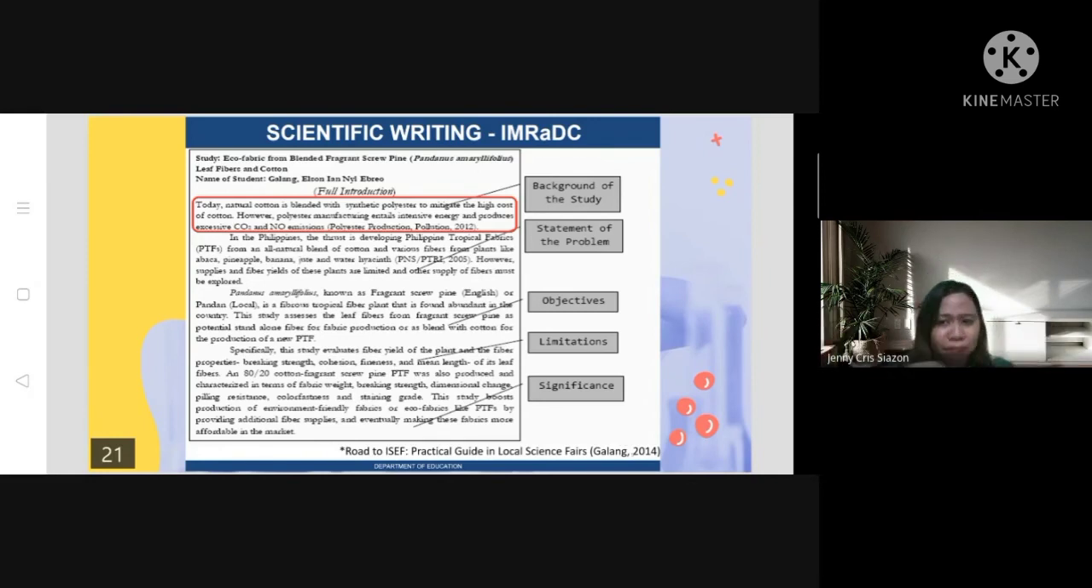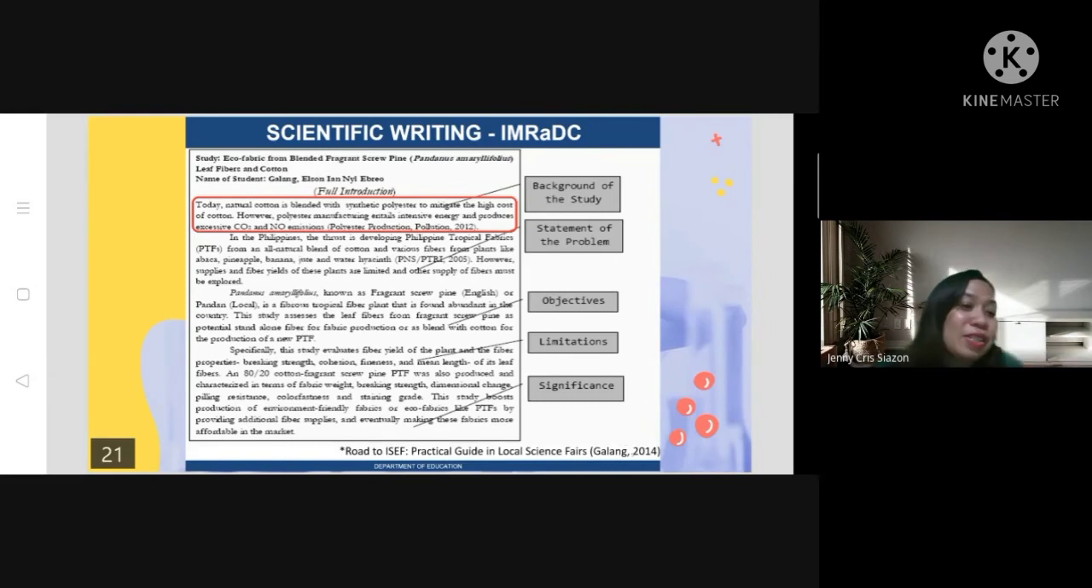Okay, doon pa lang, parang sinasabi na sa'yo yung problema na meron sa community natin. Nakita nyo yung word na entails intensive energy. Okay? Ibig sabihin kapag nagpo-produce ng mga products blended with synthetic polyester, mataas na enerhiya ang nagagamit, 'di ba?